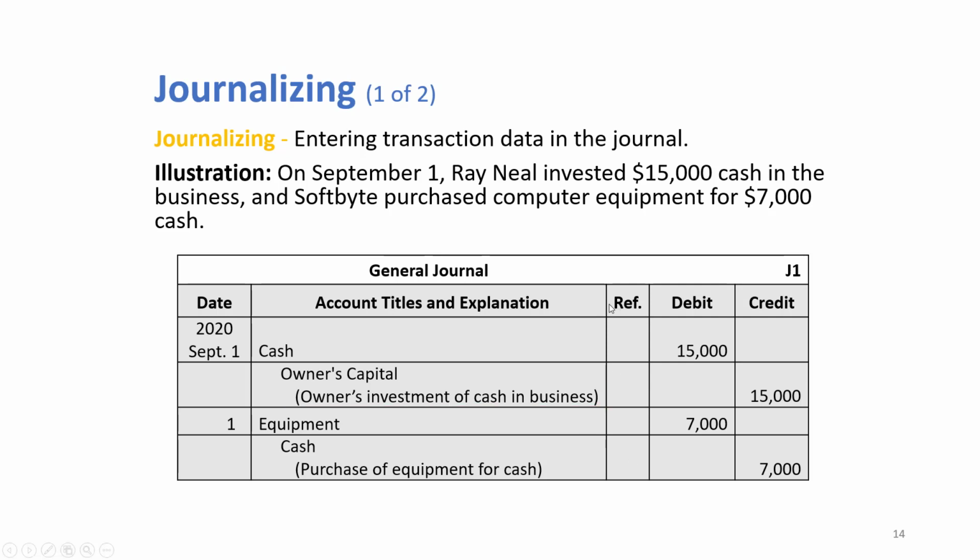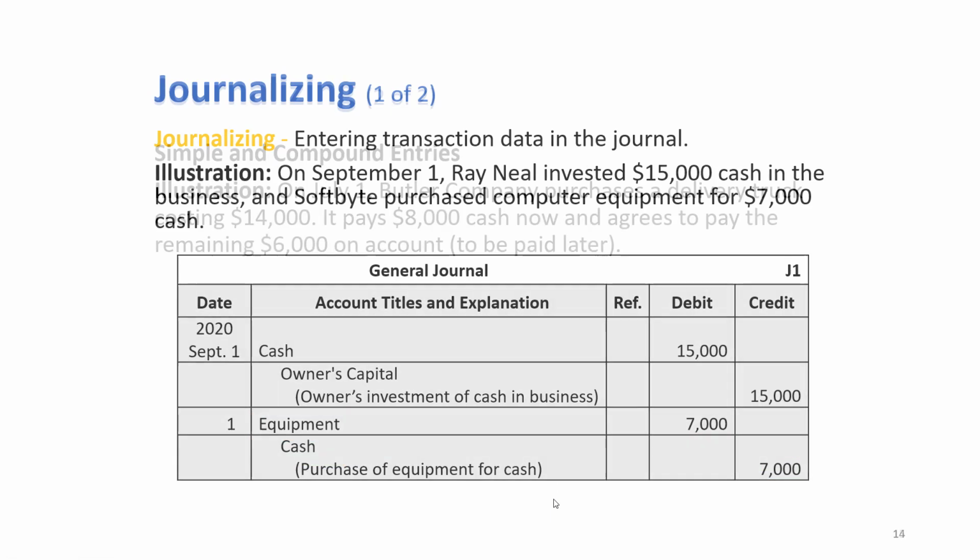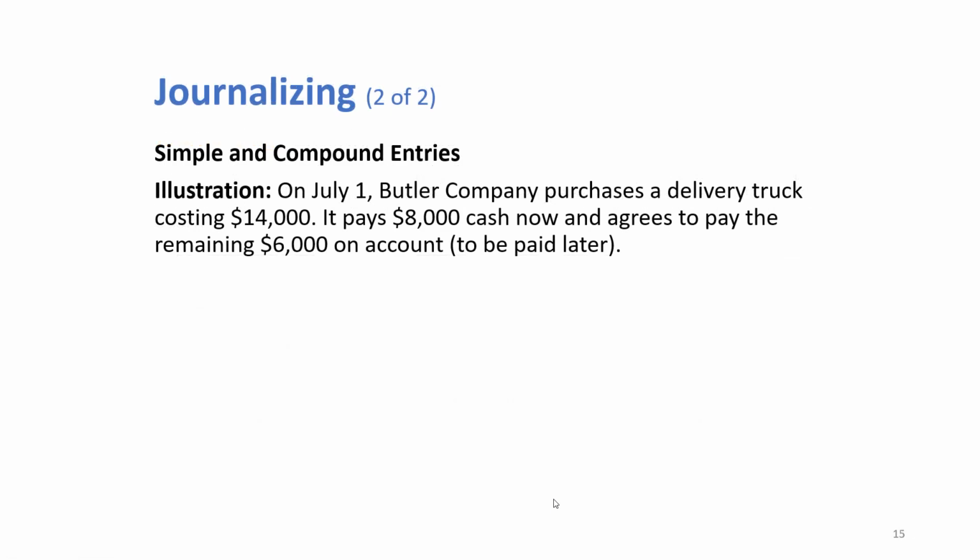The next transaction is that Renil purchased $7,000 equipment for cash. So this journal entry will be like that: the equipment account will be debited by $7,000 and the cash account will be credited by $7,000. And the explanation will be: the purchase of equipment for cash. Let's go for another example.